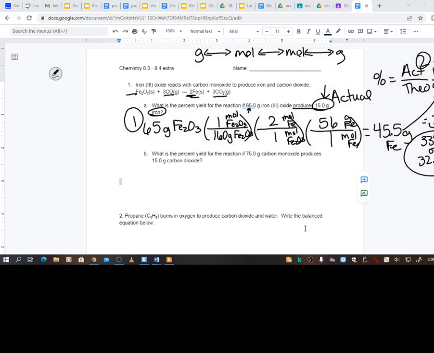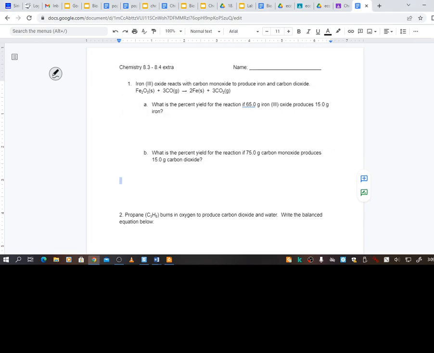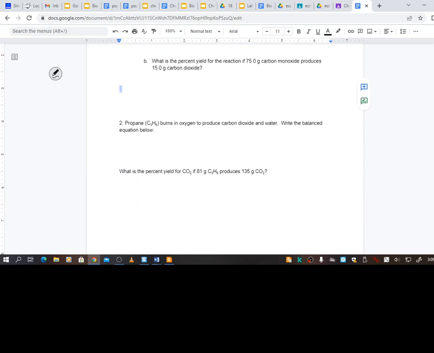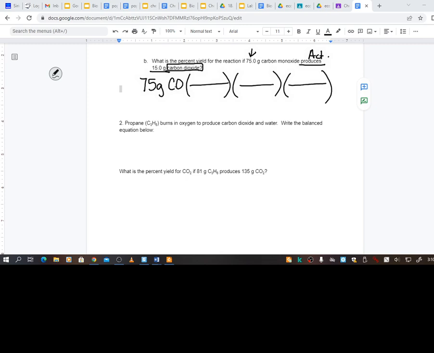All right, on B. What is the percent yield for the reaction if 75 grams produces 15 grams? This is what I am actually producing. So that means I'm going to take this number to do the conversion. So 75 grams, and this is carbon dioxide, right? That's what I'm trying to get to. So 75 grams of CO. I'm going to do a three-step problem to get to grams of carbon dioxide. Now I know this is grams, so grams of CO, that is 28 in 1 mole. So my moles of carbon monoxide go on bottom.